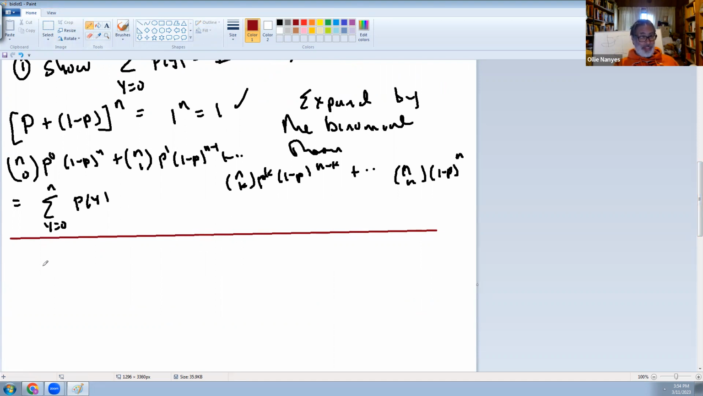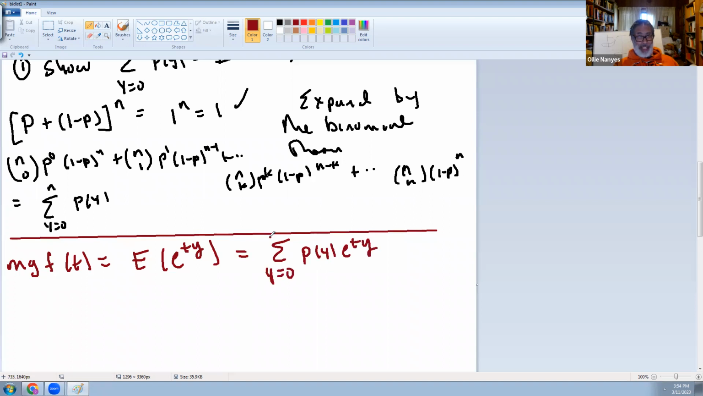Well, that is by definition the expectation of e to the ty, which is the sum of p(y) e to the ty from y equals 0 to n. Let's just add this up, y equals 0 to n. p(y), remember, is n choose y, p to the y, (1 minus p) to the n minus y, times e to the ty.